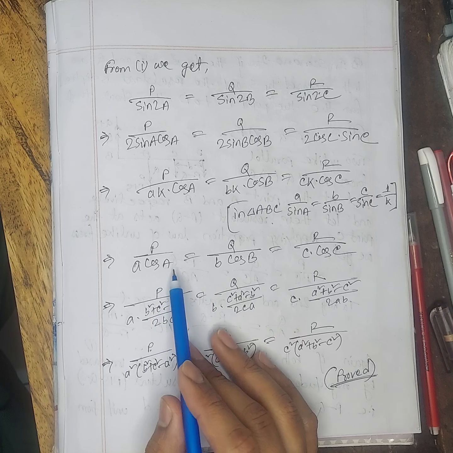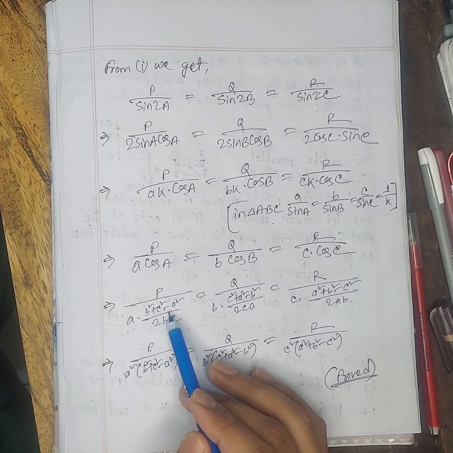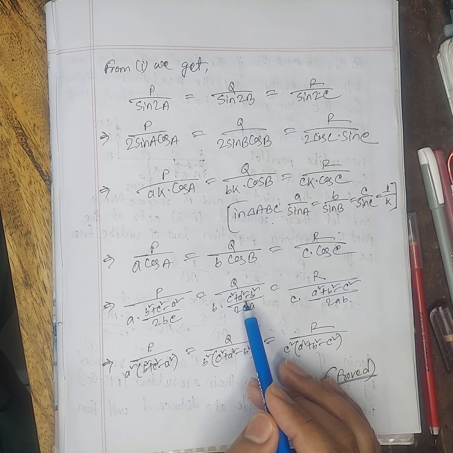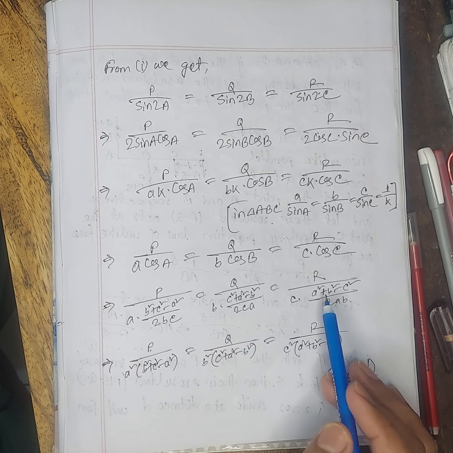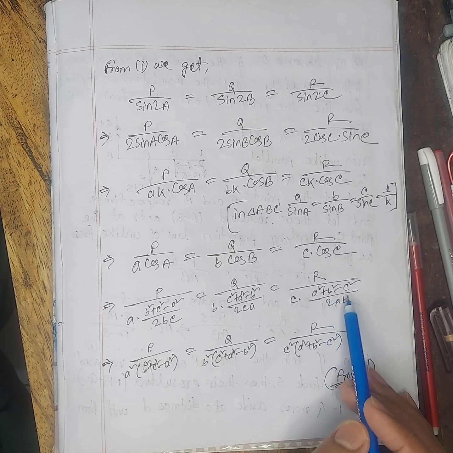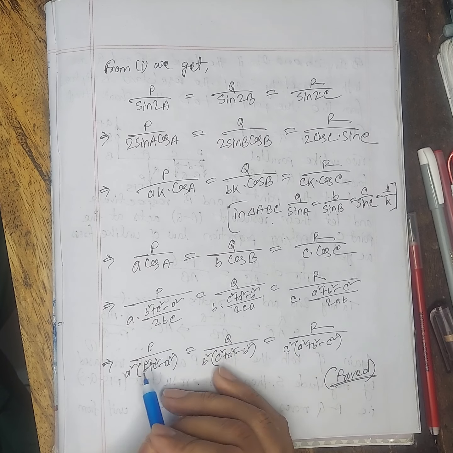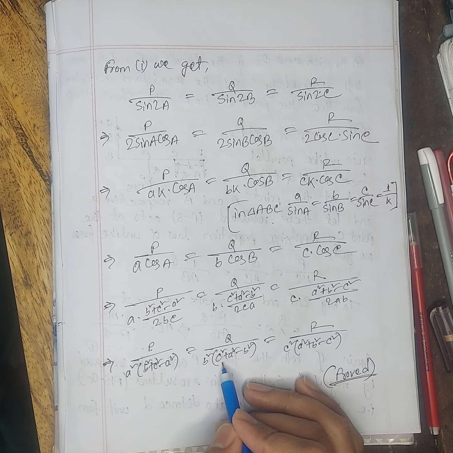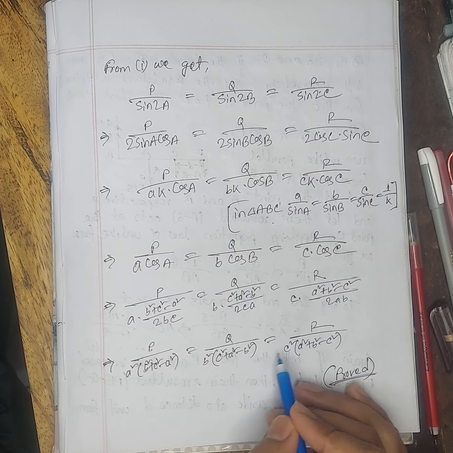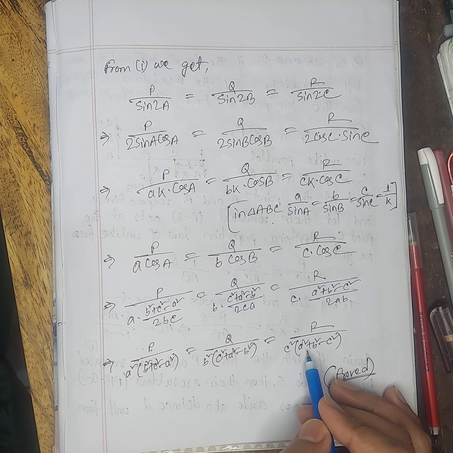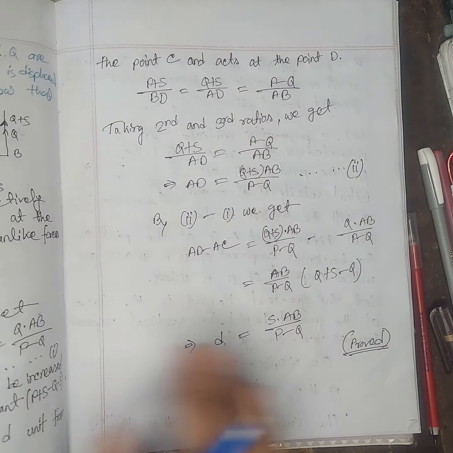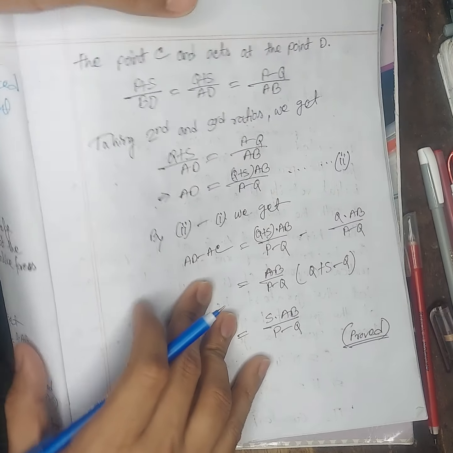From there we can substitute cos A by (b square plus c square minus a square) by 2bc, cos B by (c square plus a square minus b square) by 2ca, and cos C by (a square plus b square minus c square) by 2ab. So P by a square times (b square plus c square minus a square), Q by b square times (c square plus a square minus b square), and R by c square times (a square plus b square minus c square). This is all proved.